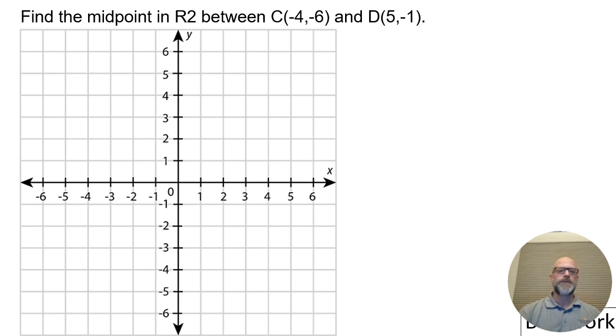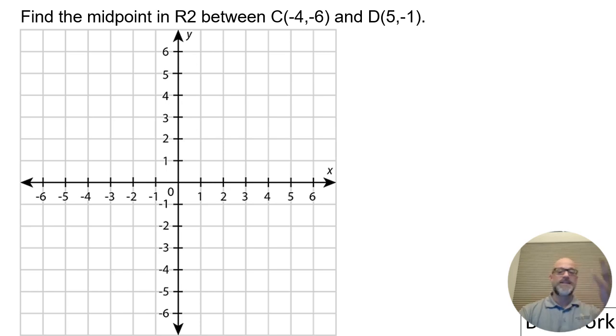Let's try this in R2. Same questions, but now in R2. Find the midpoint in R2 between C -4, -6, and D 5, -1. Why don't you pause it now and see if you can get this done? All right, let's see how we could do this.